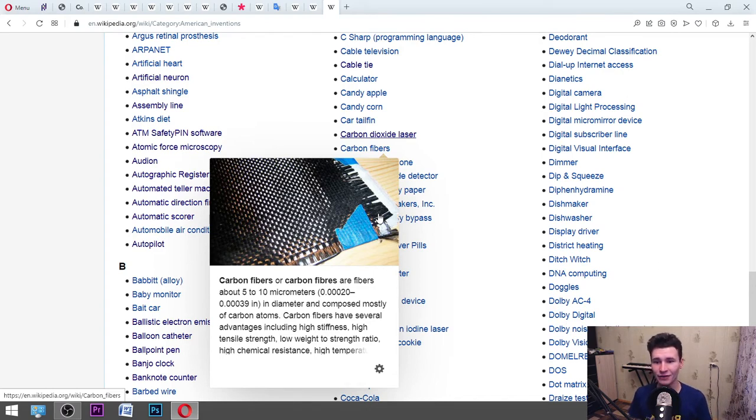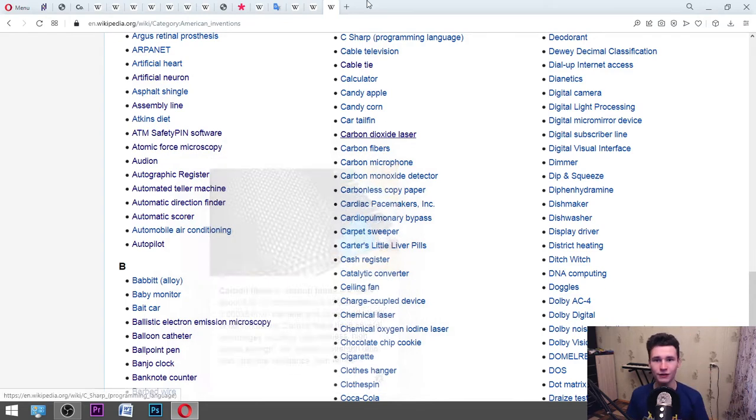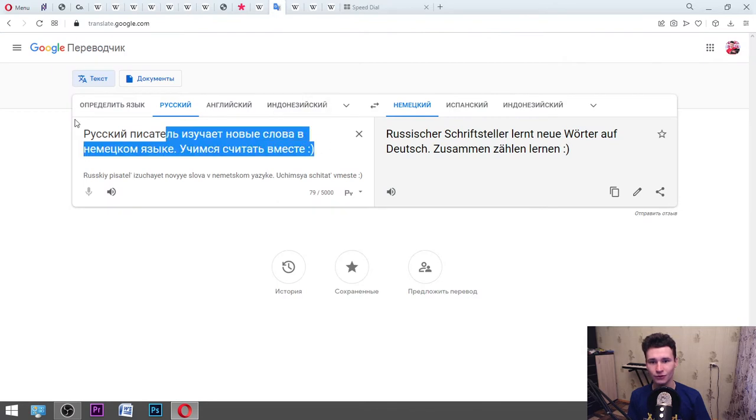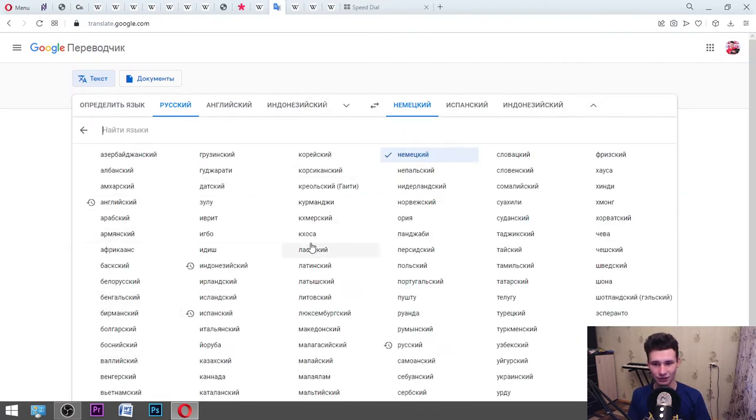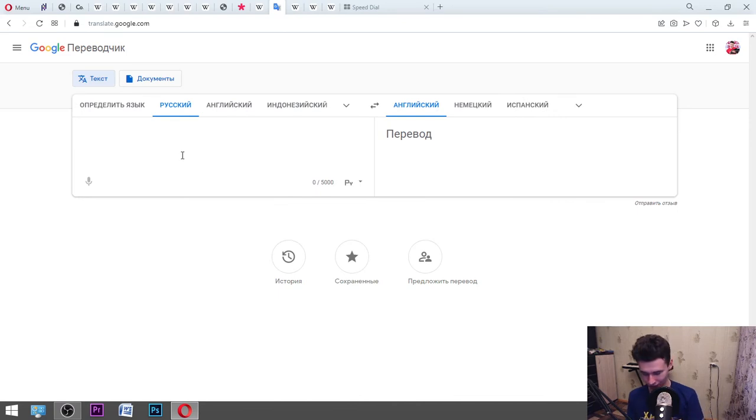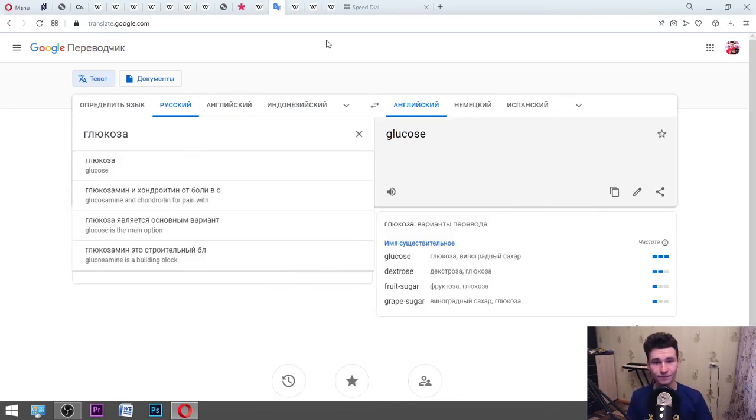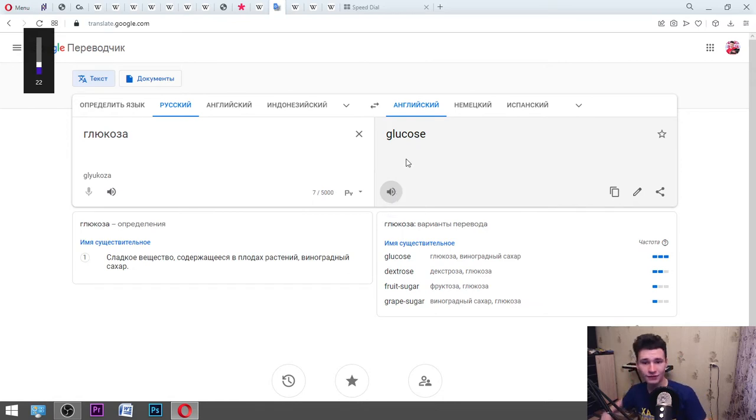Carbon fibers are fibers about 5 to 10 micrometers, 0.0002 to 0.0004 inches, in diameter and composed mostly of carbon atoms. Wow, it is interesting. We have some methane, and also we have glucose. In Russian, we call it, one moment, and we have here English, one moment, and we will write right now glucose. Yes, correct. Dextrose, fruit sugar, grape sugar.